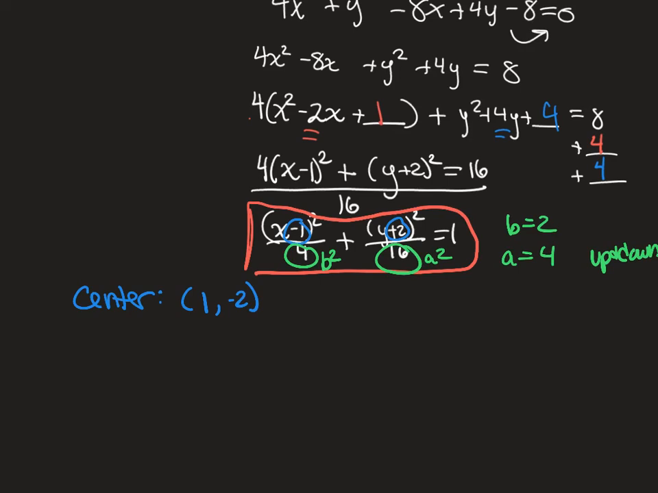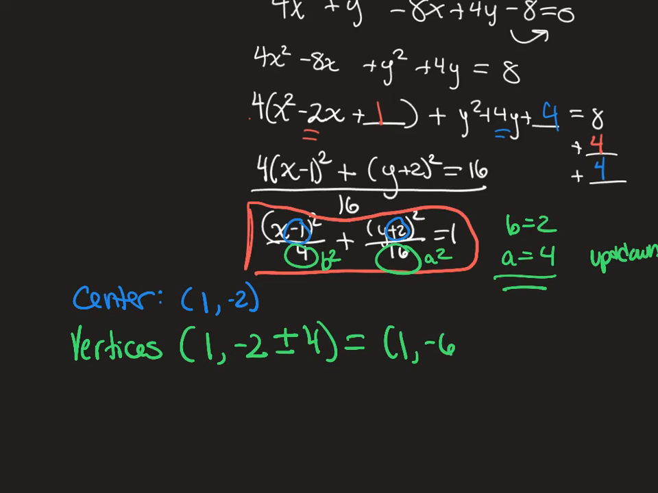So if I want to find my vertices, I'm going to go up and down 4 from the center. If you're going up and down 4 from the center, we're not changing the x value, we're changing the y value. So to find my vertices, you take your center, 1 comma negative 2, and we're going to move up and down plus or minus the a value 4. And I'm doing that to the y part because it's up and down. If this were a side-to-side ellipse, I would do plus or minus 4 to the x piece. So my vertices are going to be 1 comma negative 6 and 1 comma 2.